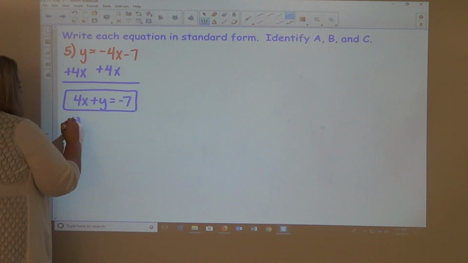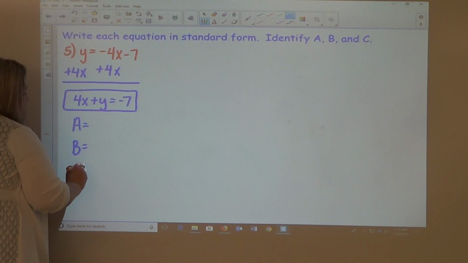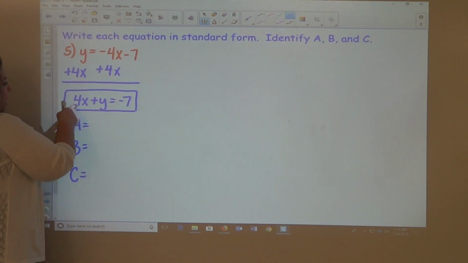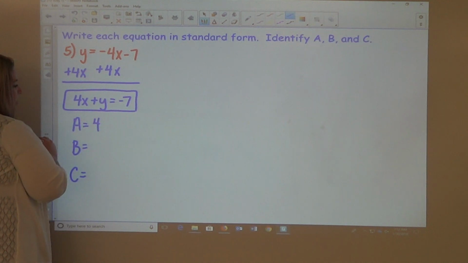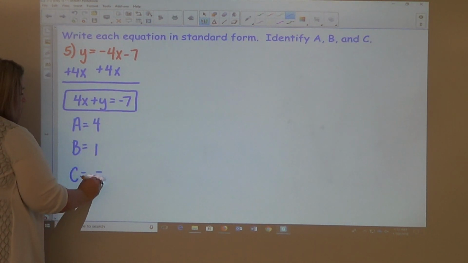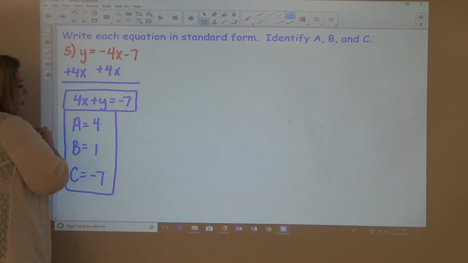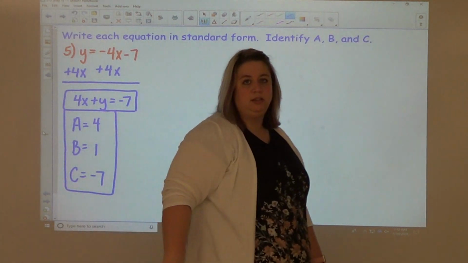Second part, identify a, b, and c. These are your coefficients, so these are your numbers. A is the number in front of x, b is the number in front of y, and c is the constant on the other side. Those do not include variables. Those are just your numbers, your coefficients.